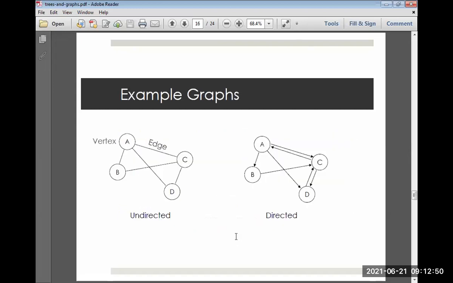Next, see here, this is an example of a graph. So what are the vertices here? Vertices are nothing but our nodes. That is A, B, C, D are our vertices. And these lines indicate the edges. So this is an undirected edge. Here there is a path from A to C, and C to A is also a path. So we call it bidirectional. You can traverse from A to C and C to A also. So this is an undirected graph.